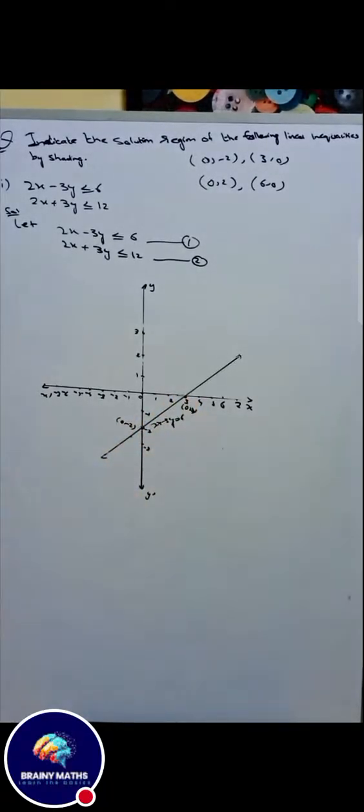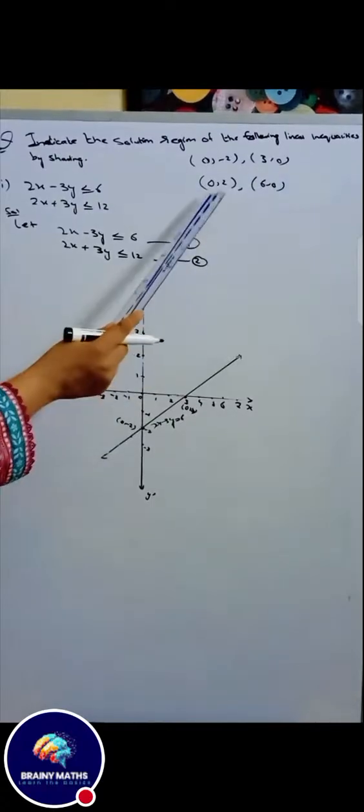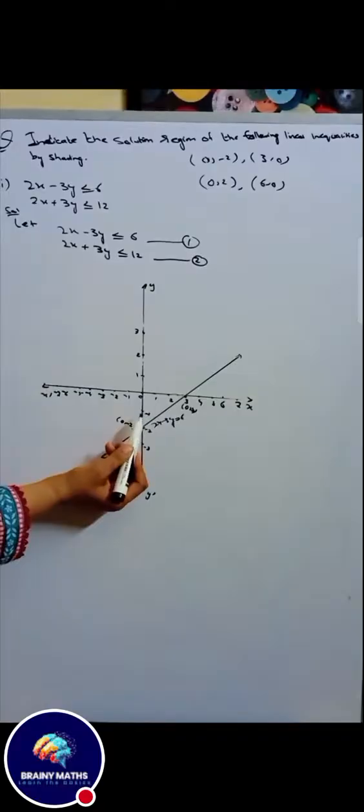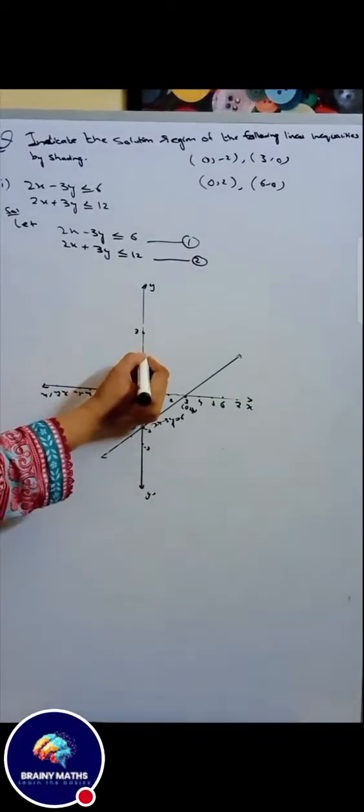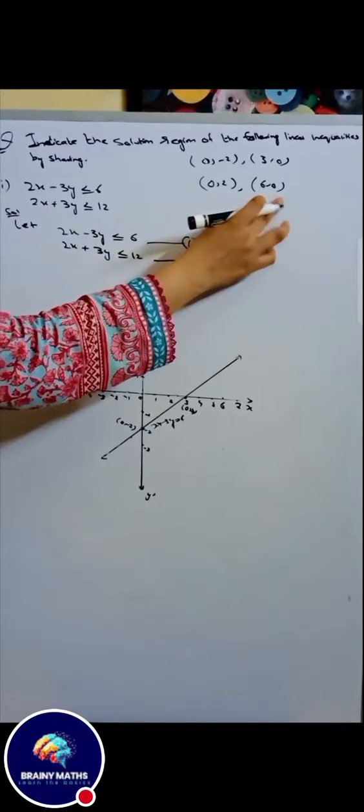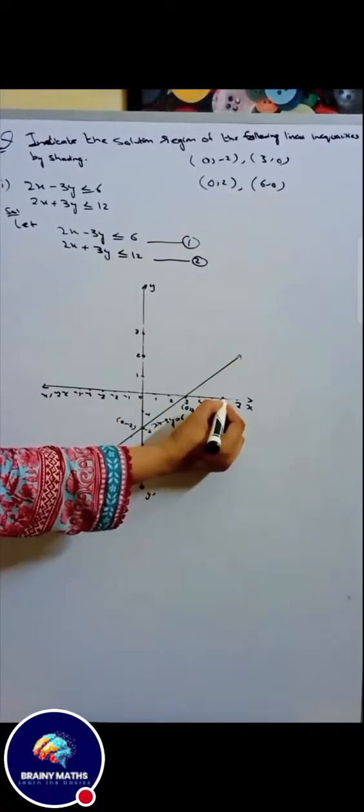Now next. Next is 2x + 3y = 12. The ordered pairs are (0, 2) and (6, 0). So the first ordered pair is x is 0, y is 2. This must be upward. This is the first point you got. Next, x is 6, y is 0.